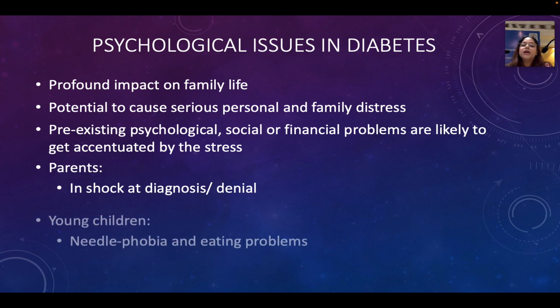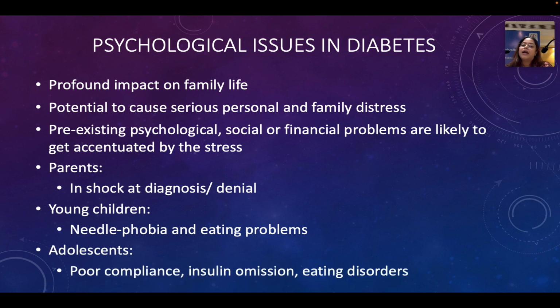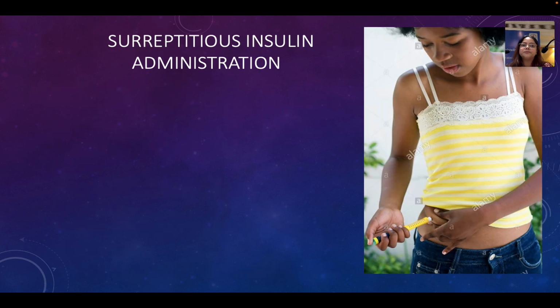That's a different story. Young children have needle phobia and eating problems. So you give insulin and they say, I will not eat. Then they go into hypoglycemia. Then they eat. Then they go into hyperglycemia. So these things can happen in very young children, and that is why doses need to be modified according to their eating habits. Adolescents: poor compliance, insulin omission, eating disorders are quite common.